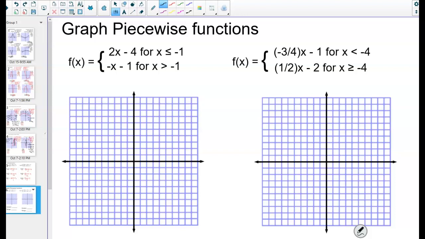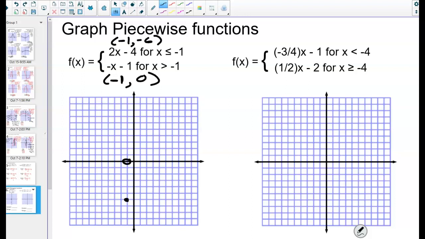All right, I'm going to plug -1 in for x here. So my x is -1 right away. 2 times -1 is -2, minus 4 is -6. So -1, -6 is a closed dot. When I plug a -1 in here, -1 becomes 1, and 1 minus 1 is 0. So -1, 0. Open dot.